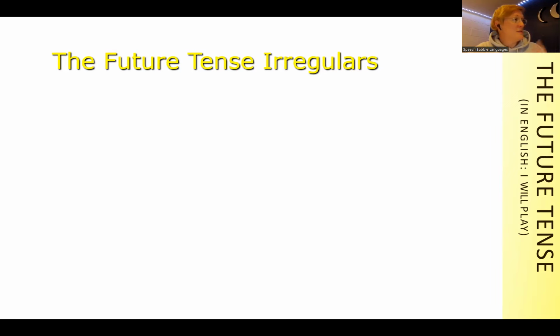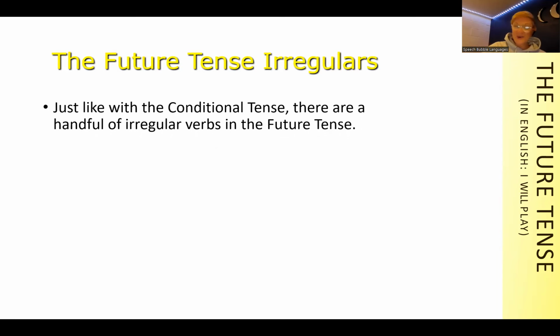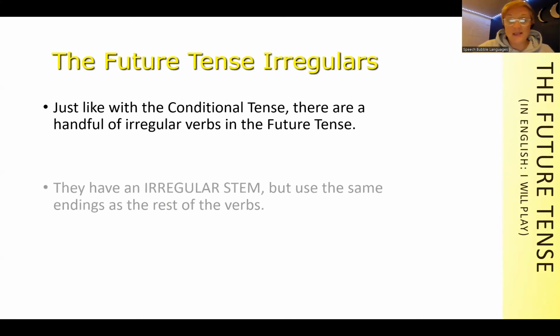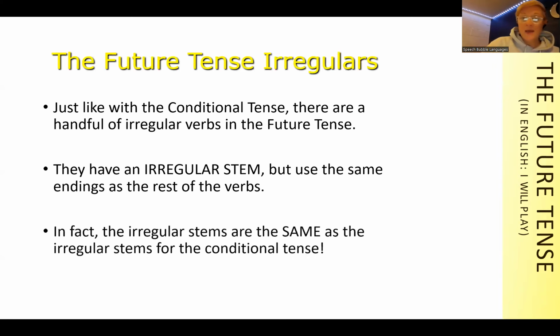Now, obviously, I've given you a really great conjugation there, all of those lovely regular verbs taking the same endings, doing the same thing. But of course, there's going to be some irregulars, isn't there? Always in all languages, not just in Spanish. Very similarly to the conditional tense, if you know your way around that tense, you'll know where I'm going with this one. There are a handful of irregulars in the future tense. What happens in this, however, is that the verbs take an irregular stem, but they use the same endings as all the other verbs. In fact, the irregular stems that we use in the future tense are the same irregular stems we would use in the conditional.